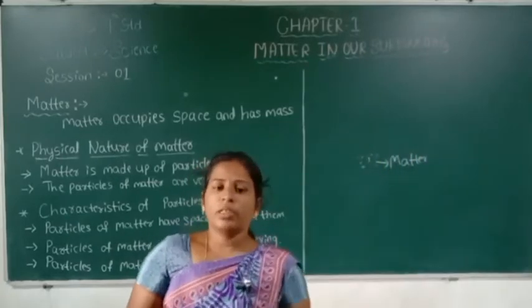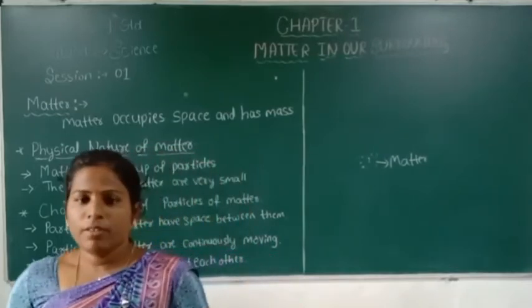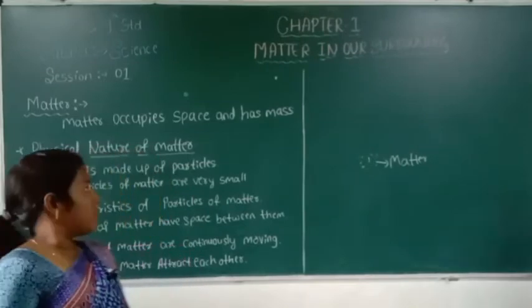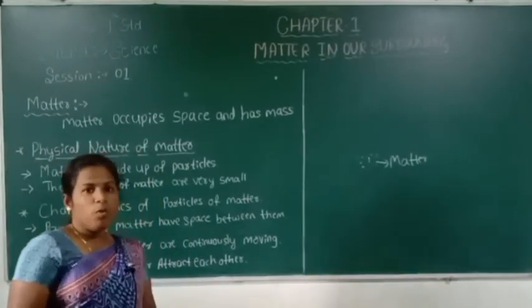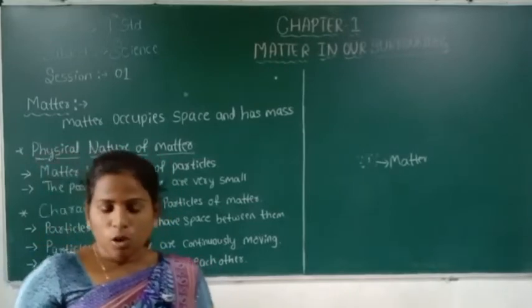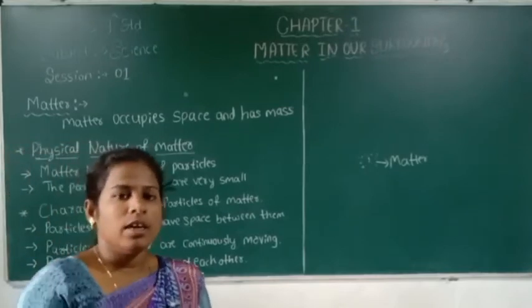In the universe, whatever we breathe, the air, the food we eat, and everything, they are made up of small particles. So then what is matter? Matter is a thing or an object which occupies some space and has a mass.